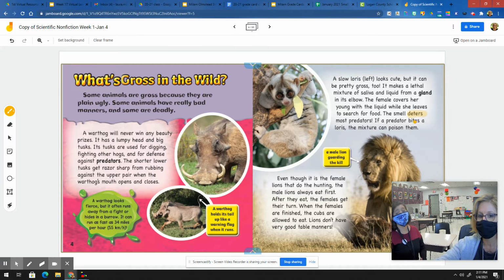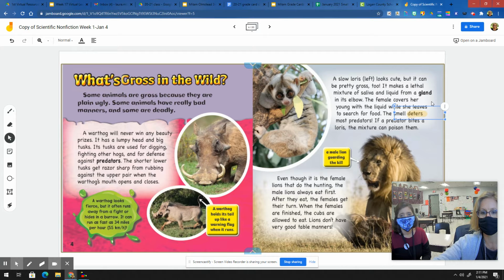So the smell keeps away most predators. Now, that's what I think it means. Let's put it in a sentence. The smell keeps away most predators.